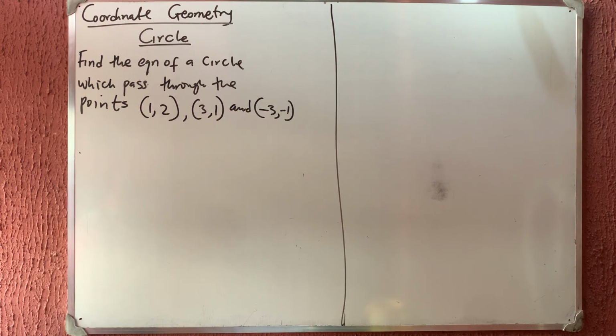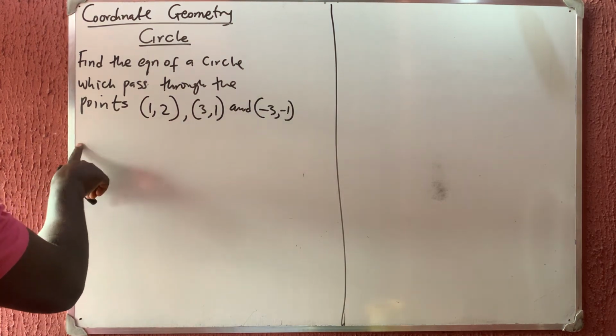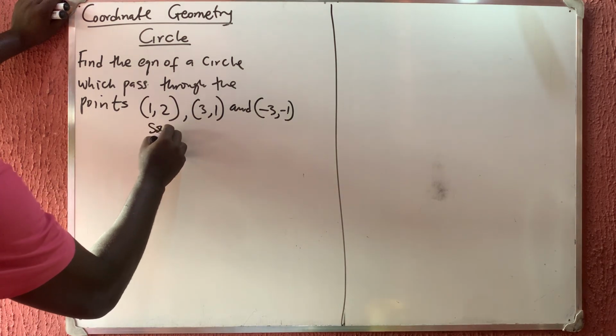Don't forget that I told you in my previous video, you can go and watch it, on straight line. I told you that anytime you hear points in mathematics, they are telling you the coordinates of x and y. So each of these are coordinates of x and y, okay? So we go this way, solution.